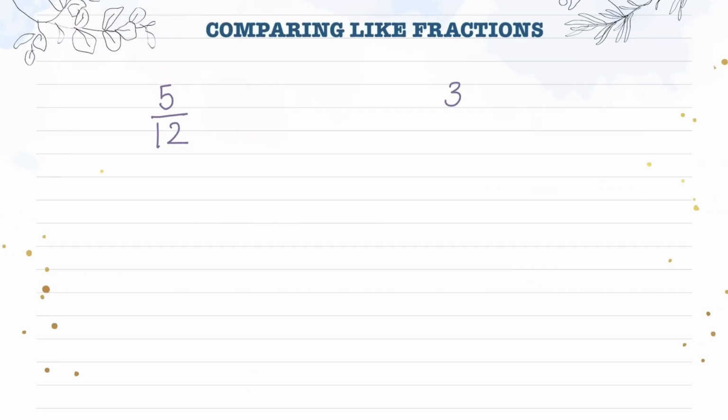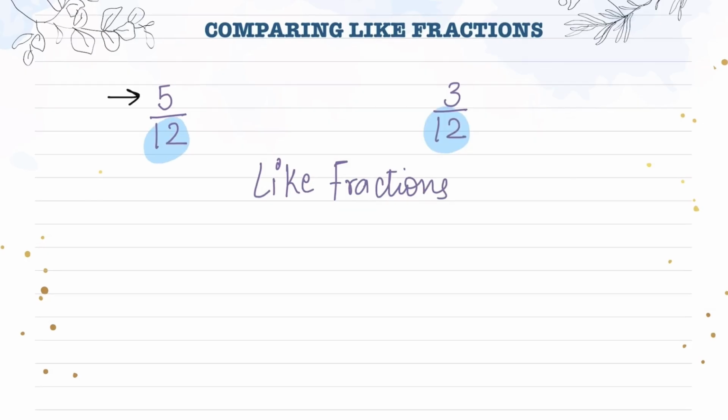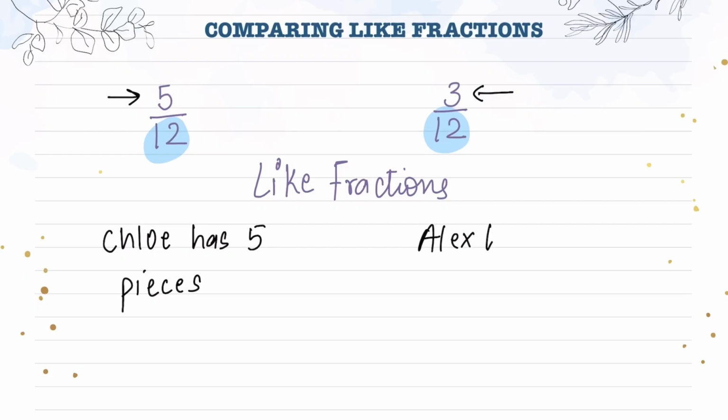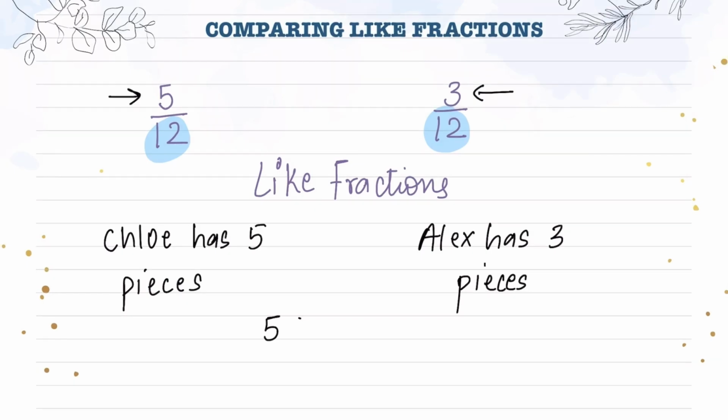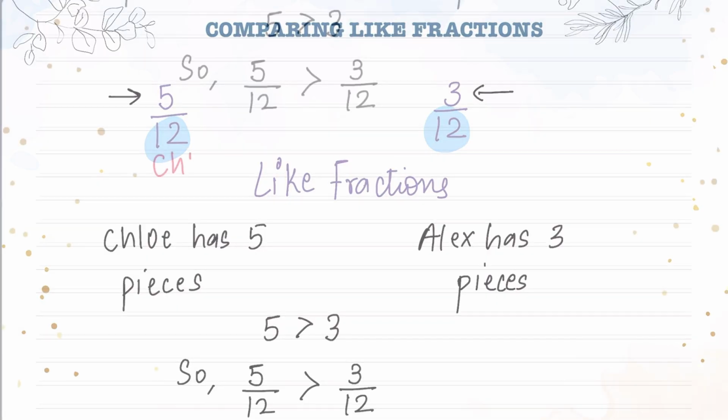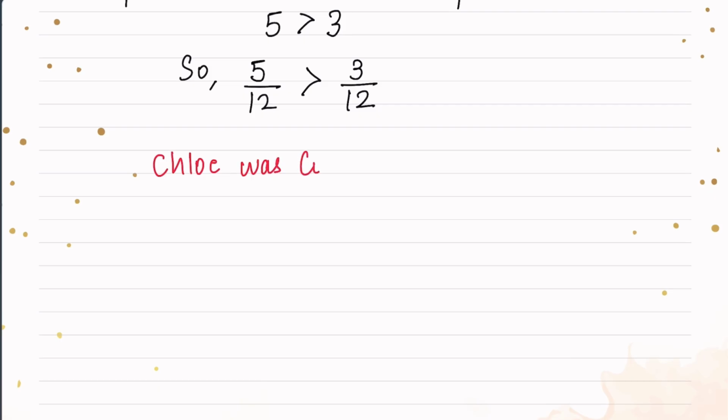We have two like fractions here, 5 by 12 and 3 by 12. These are called like fractions because their denominators are the same. See, both of them are 12. The numerator tells us how many pieces actually we have. Chloe has 5 pieces and Alex has 3. Since 5 is bigger than 3, it means 5 by 12 is also greater than 3 by 12. So, Chloe was right. Simple enough, right?